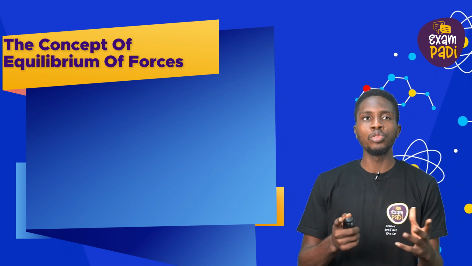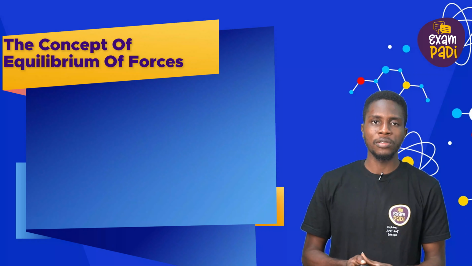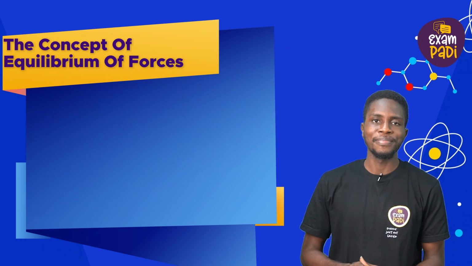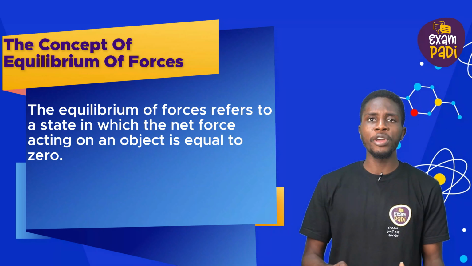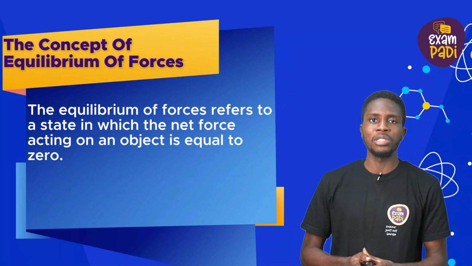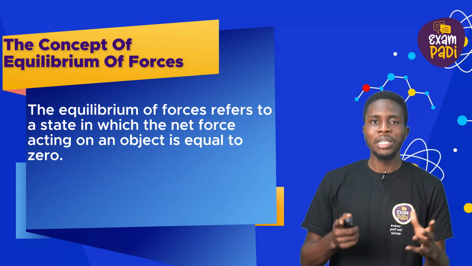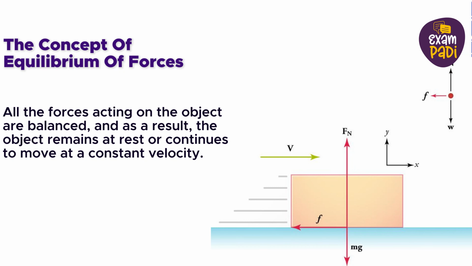Now let's dive into the concept of equilibrium of forces. In physics, the equilibrium of forces refers to a state in which the net force acting on an object is equal to 0. This means that all the forces acting on the object are balanced, and as a result, the object remains at rest or continues to move at a constant velocity.